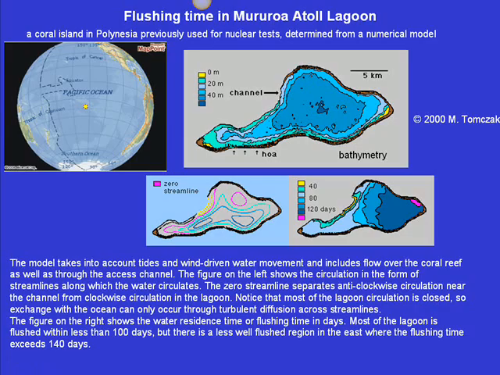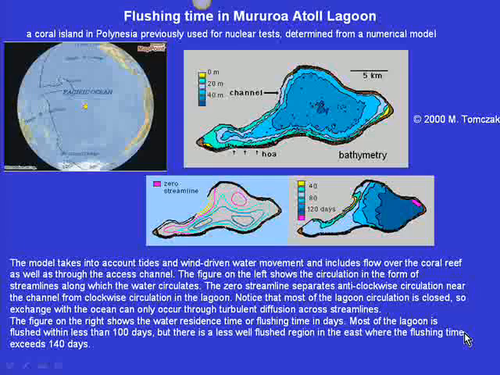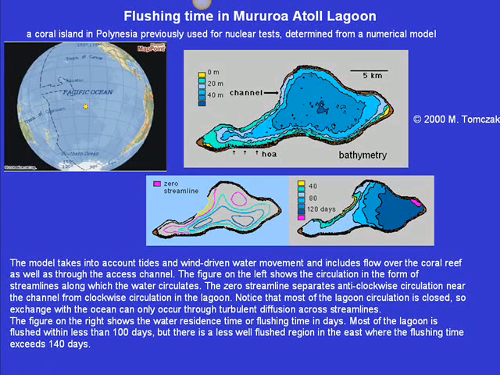There's another interesting example here. This is taken from the website of Tomsha. If you go to that web page, you'll find a little more discussion on flushing times. I took this example from his website, and this is an estimate of the residence time in a nice atoll lagoon here in the middle of the Pacific Ocean. That's in Polynesia, where this lagoon was used for nuclear tests. The residence time is given in this figure, but it's determined from numerical models.